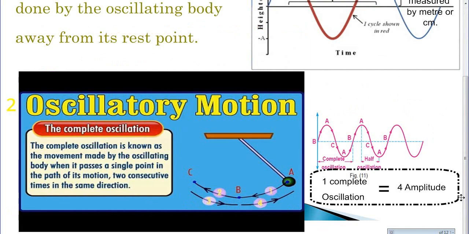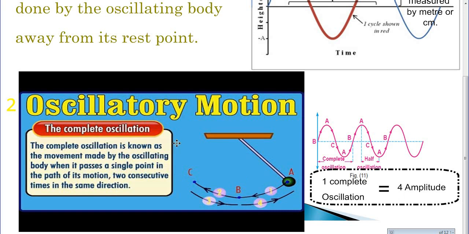The second concept related to oscillatory motion is the complete oscillation. What is meant by complete oscillation, and when can we say the oscillating body makes one complete oscillation? Complete oscillation is the movement made by the oscillating body when it passes a single point in its path of motion two successive times in the same direction.